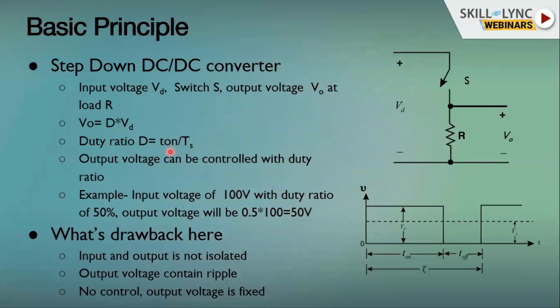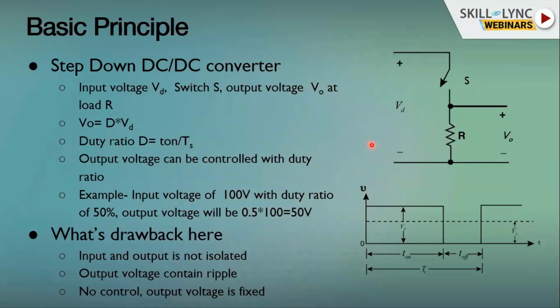So let's say if you have 100 volts here and you want 50 volts, simple calculation, you make the duty ratio 50%. That means in one interval, 50% of the interval you are switching on and 50% of the interval you are switching off. It's a simple calculation, you are getting the output voltage of 50 volts. So it's so simple. But again, I would like to show you the drawbacks here.